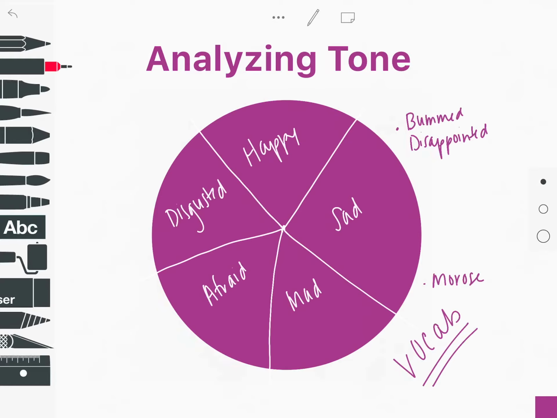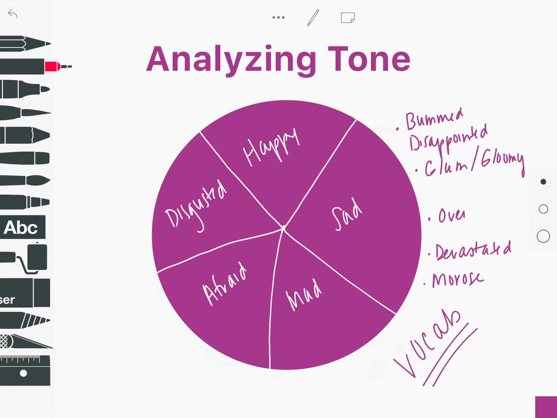Because there's other words, devastated would be a very strong word to describe sadness. I'm trying to think of other ones. Glum or gloomy, right? Those are not as heavy as devastated or morose or things like that, but it's definitely a form of sadness, and it's probably a little bit more sad than to say I'm disappointed or to say that I'm bummed, right?